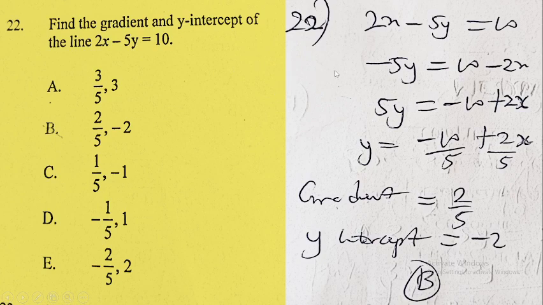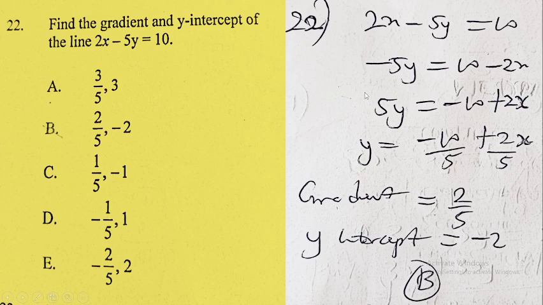Y is equal to mx plus c, where m, the coefficient of x, is the gradient, and c is the y-intercept. So express this linear equation in the form y equals mx plus c. That means we need to make y the subject of the formula. Take this to the other side. That means you have minus 5y equals 10 minus 2x.